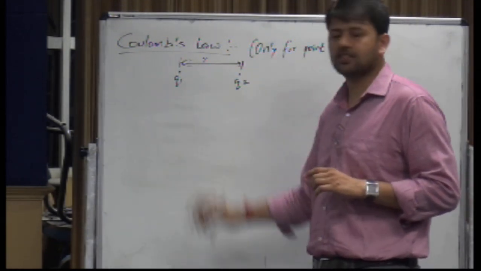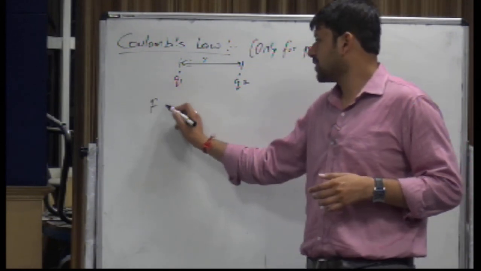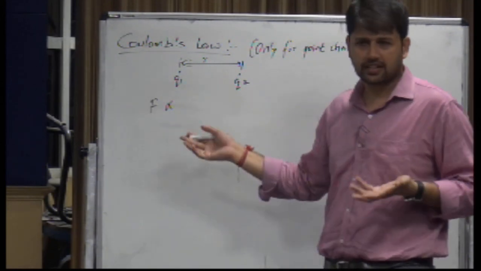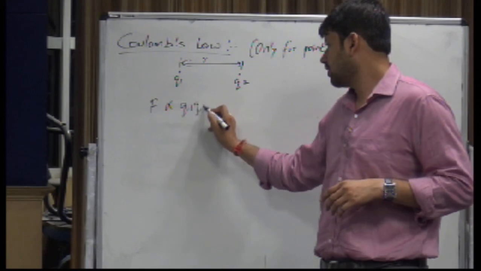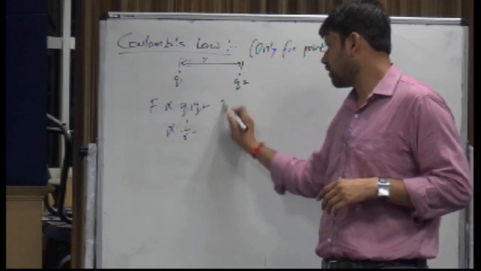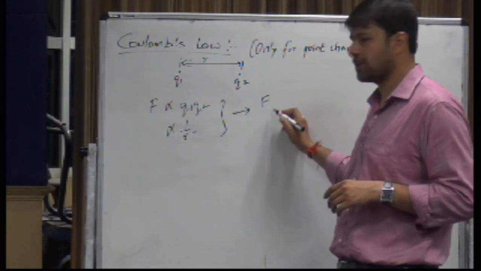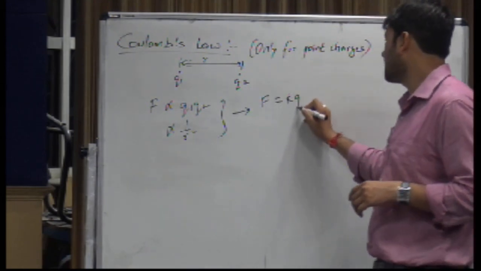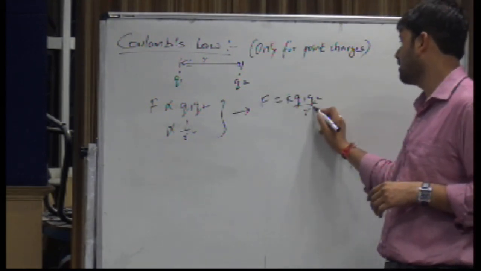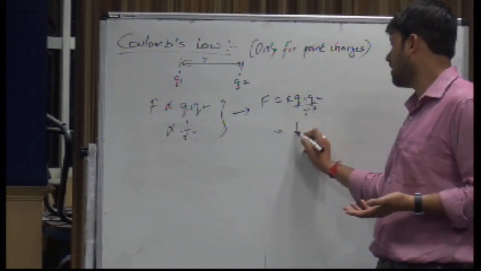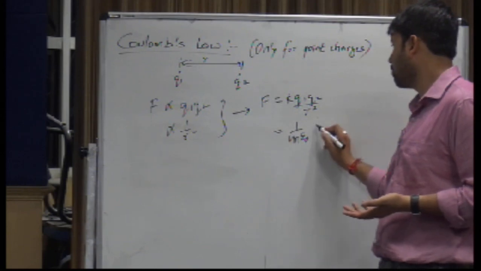So if this distance is r, Coulomb said that the force of interaction is directly proportional to the product of charges and inversely proportional to the square of distance. So we write this in this manner. Additionally, we write this in this form as well.